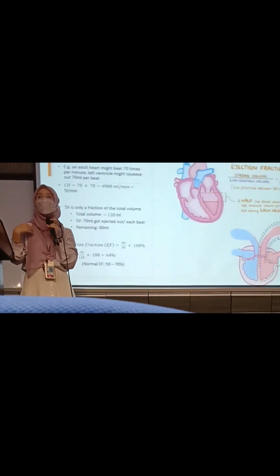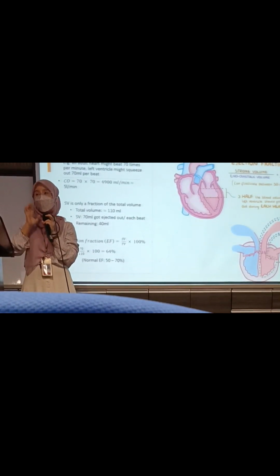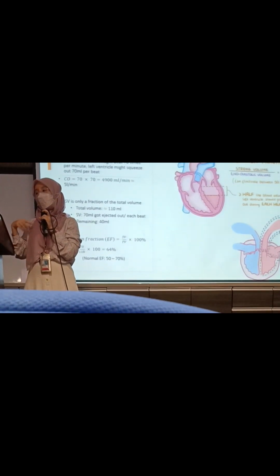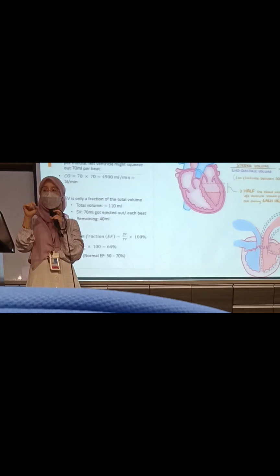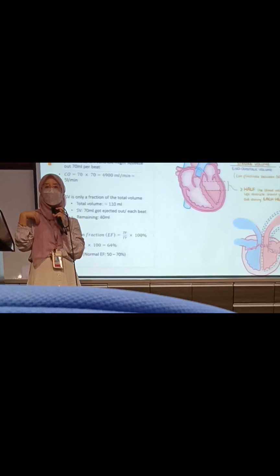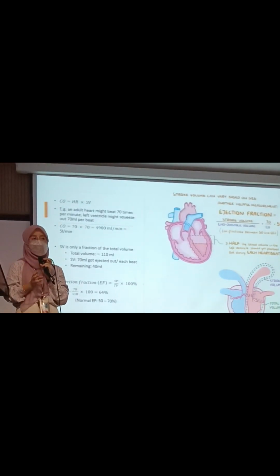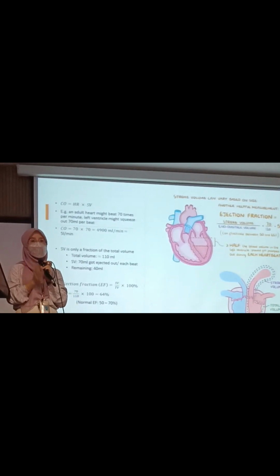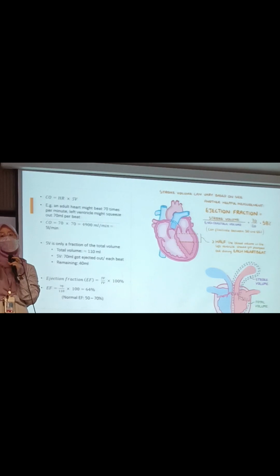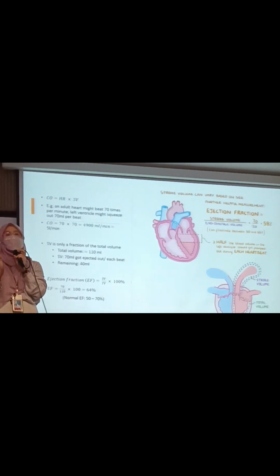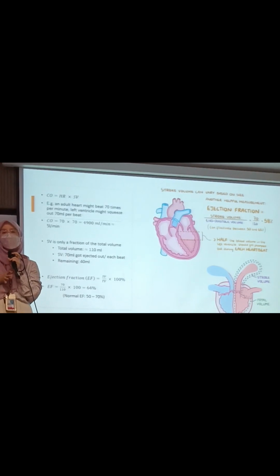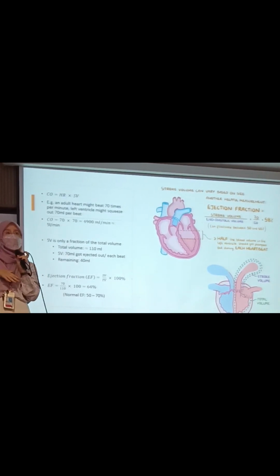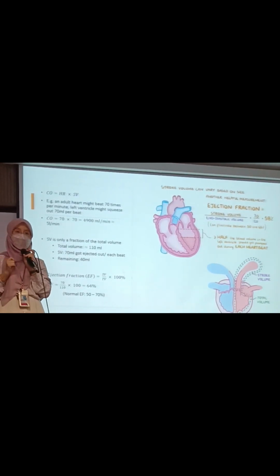Tapi yang tu nanti you akan tahu in clinical years. So I just bagi tahu lah. So in this normal person, if I say 70 ml just now is the amount of blood that is being ejected, and the total volume is 110, so the ejection fraction is 70 over 110. So kita akan dapat the ejection fraction of more or less around 65%. So 50 to 70 is the normal ejection fraction.